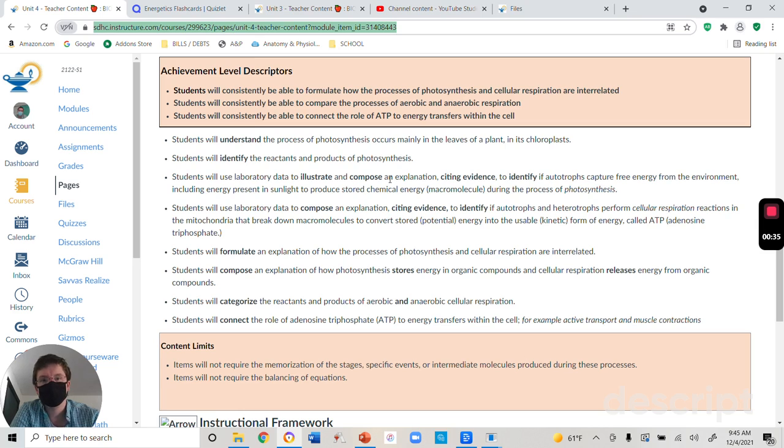So these are the expectations to know from the cellular energetics unit. What we mean by cellular energetics is pretty much photosynthesis, cellular respiration, anaerobic and aerobic respiration, and the role of ATP, also known as adenosine triphosphate.